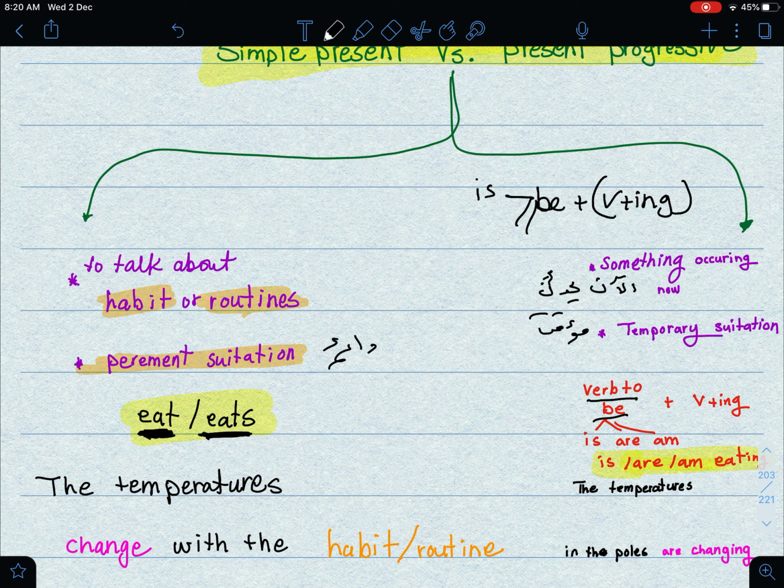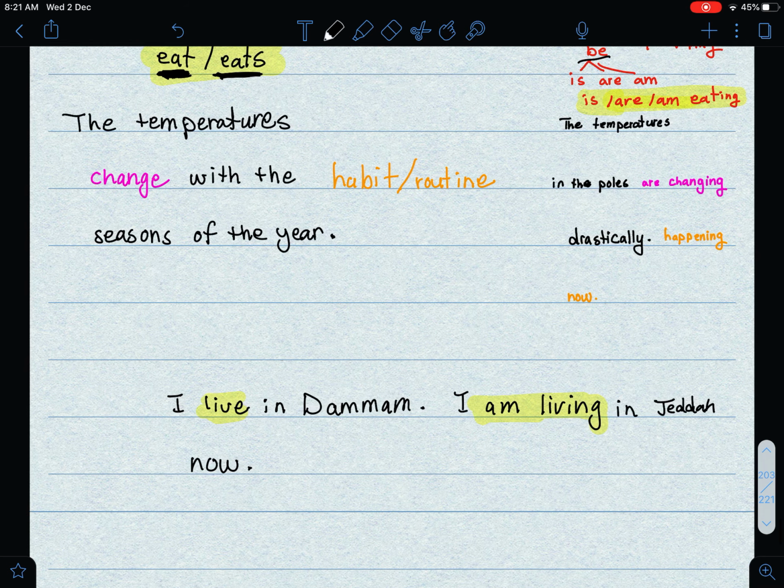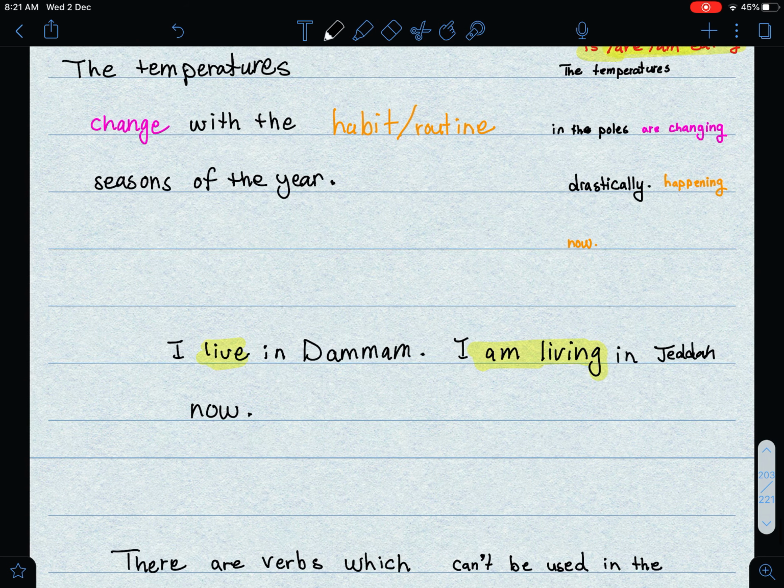طبعا verb to be has to be in which tense? Yes, in the present, since it is a present, and it's going to be is, am, or are, طبعا depending on the subject. انتوا عارفين مفرد ياخذ is, I am, and we are, they are, you are. Is also comes with she, he, it. Am with I, and are with they, we and you. So I thought that I should draw your attention to that.